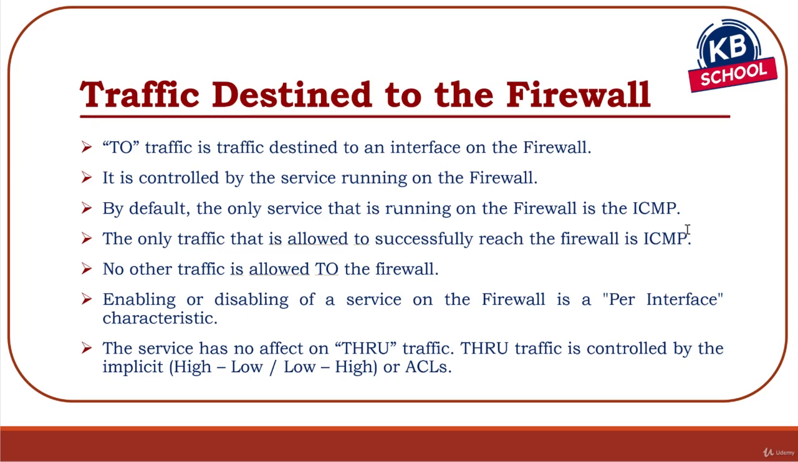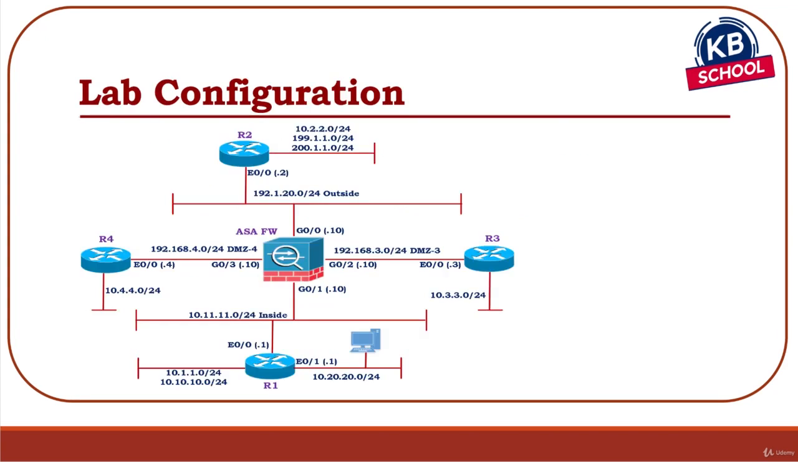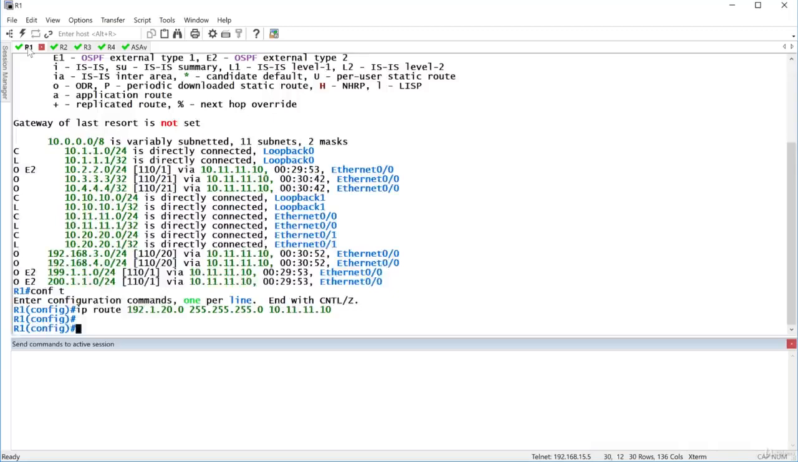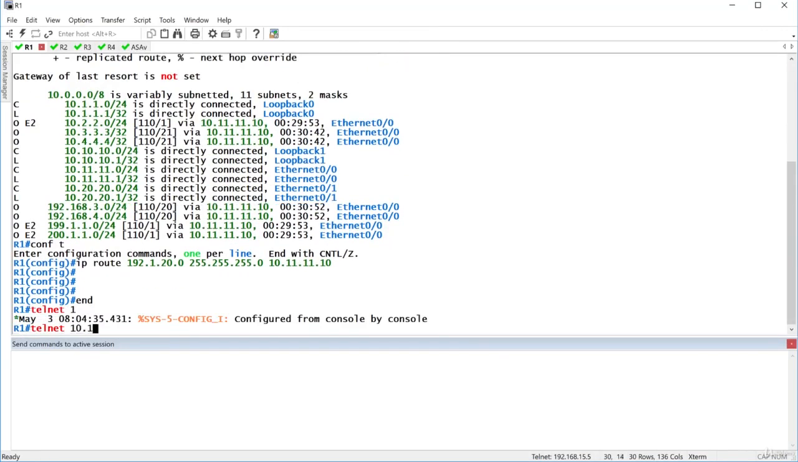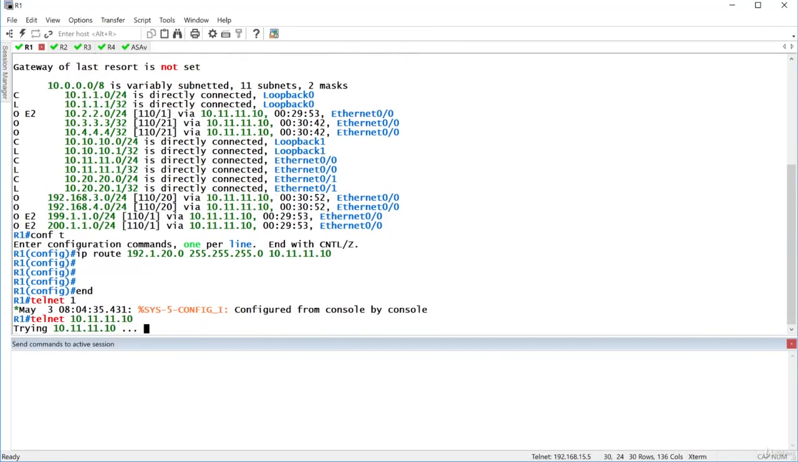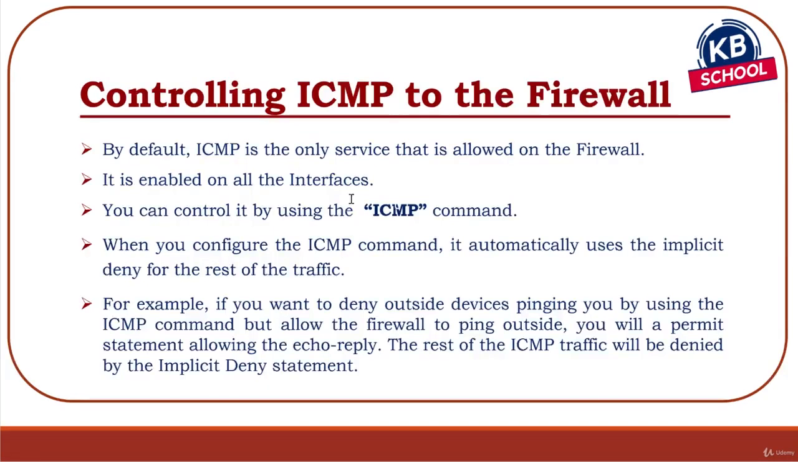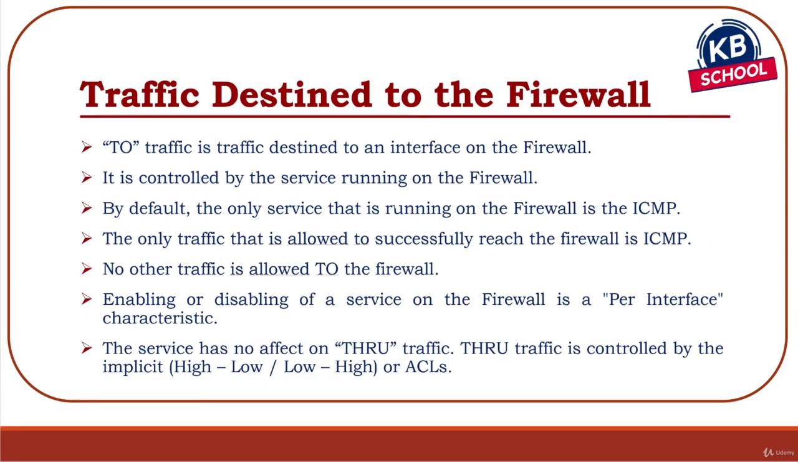If the services are disabled, no traffic will be allowed to go to that firewall interface because the service is not responding. So for example, if I go back to my diagram, I sit on router 1 and try to telnet to 10.11.11.10, it's not going to work because the telnet service is not enabled by default. The only service that's enabled by default is your ICMP service. None of the other services are enabled.